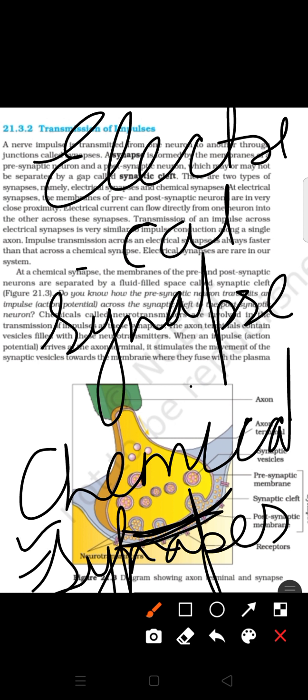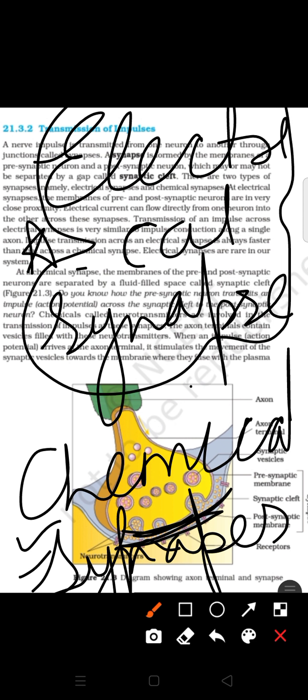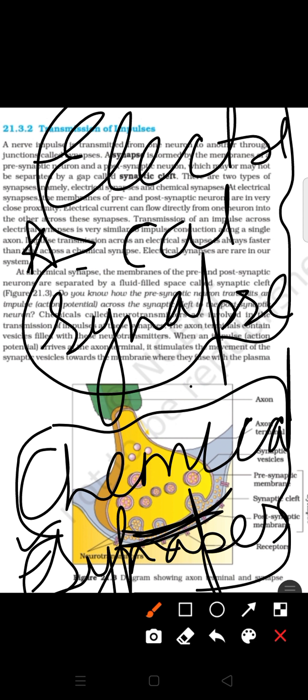Where there is no synaptic cleft, sometimes what happens, beta, there is no gap in between, neurons are directly attached to each other, at that time it is known as the electrical synapse. Electrical current can flow directly from one neuron to another neuron through this electrical synapse, or if it is not moved directly from one neuron to another neuron because it requires neurotransmitter chemical, at that time it is known as the chemical synapse.